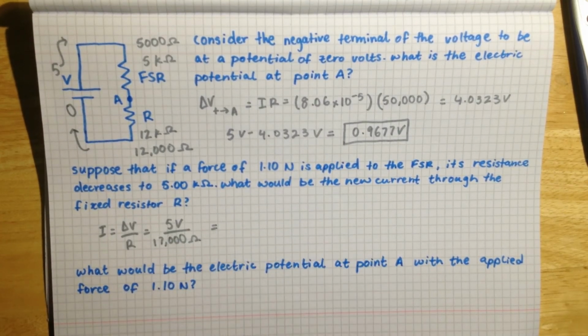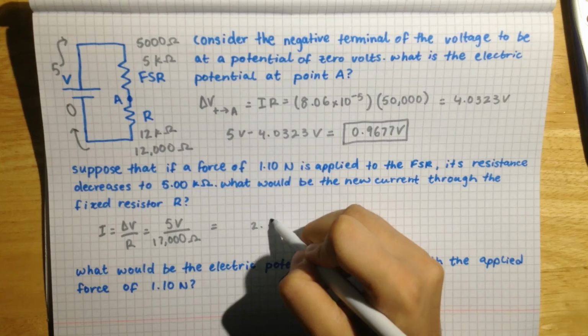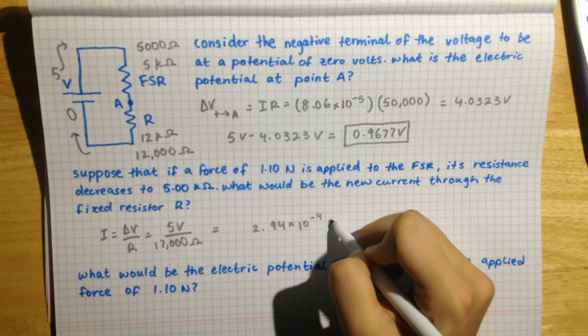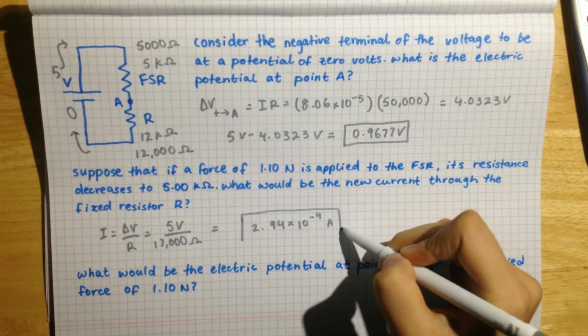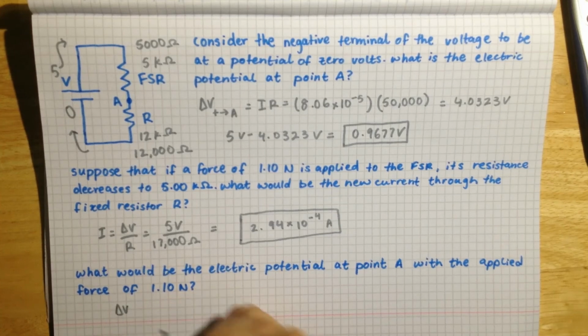and we can just put that into the calculator. 5 divided by 17,000 is equal to 2.94 times 10 to the negative 4th amps, and this is the new current running through the resistor because of this new force that is being applied. And the last part of this question is asking for the electric potential at point A with this applied force. So this just means we are redoing this problem except with this new value for the current. So let's just do it the same way we did it before.